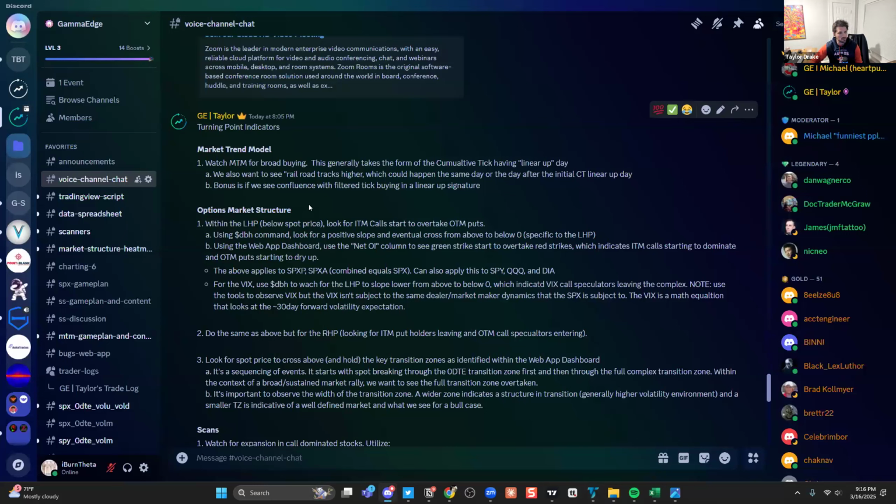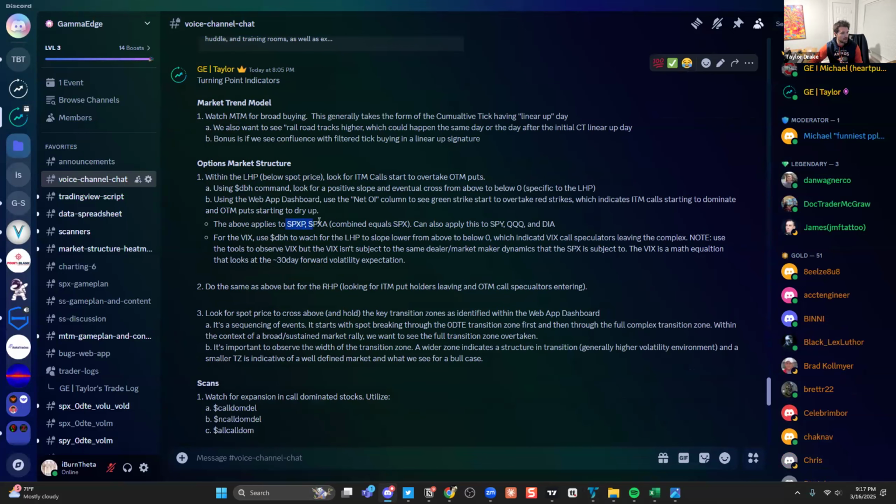Next, looking at option market structure itself, using DBH, using the web app command or web app dashboard, we want to see puts drying up in the left-hand plane and those in-the-money call holders starting to come back in. And then what you want to see in the right-hand plane is the out-of-the-money call speculator starting to come in as well up there.